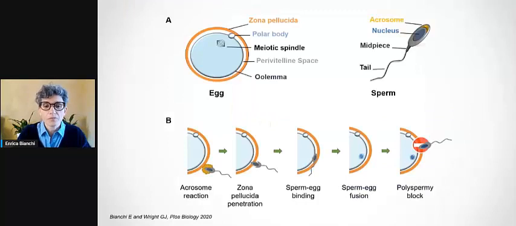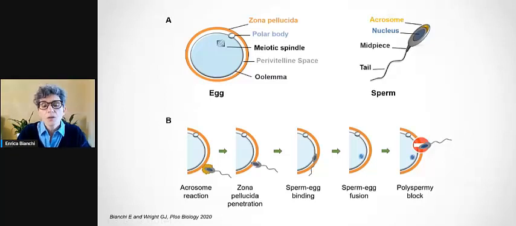And before delving into the mechanism of fertilization, I would really like to draw your attention to the different steps that we can highlight, and they are depicted here in panel B in this figure. First of all, the acrosome reaction, in which the content of the acrosomal vesicle in the sperm head is released. And this reaction is essential for the sperm to be able to pass through the zona pellucida.